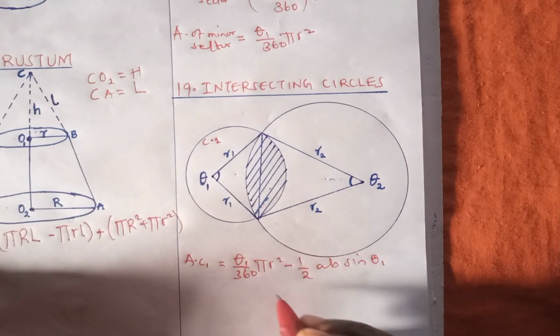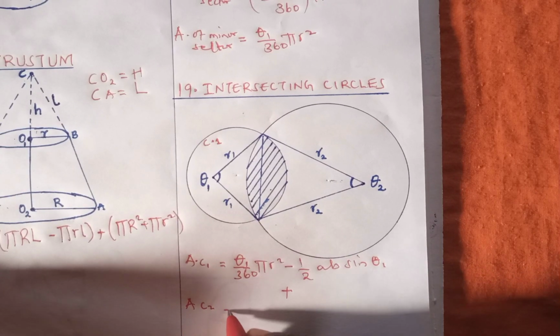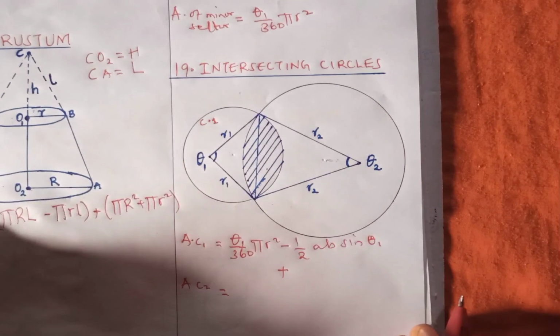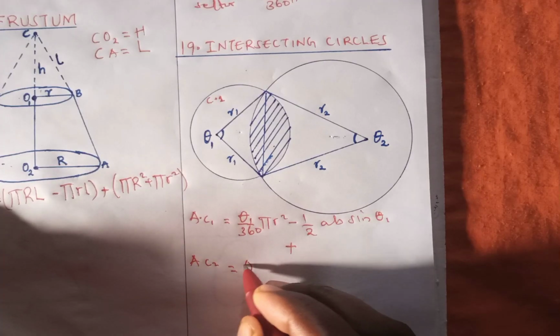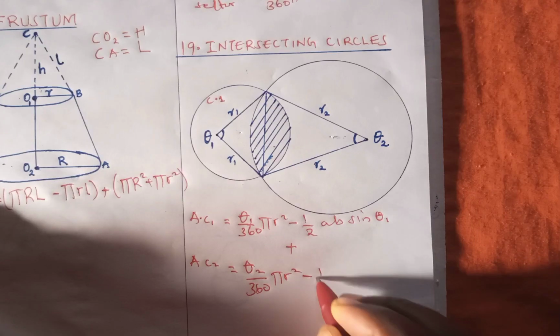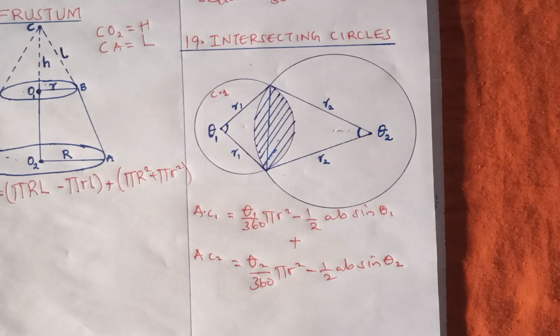Of course, if you get that, you will have to add the area of circle 2, which takes the same format, but this time we change the theta, and the AB is going to be different. So we say plus theta 2 over 360 pi r squared minus a half AB sine theta 2. When you get the sum of the area of circle 1 and the area of circle 2, it will give you the area of the shaded region.